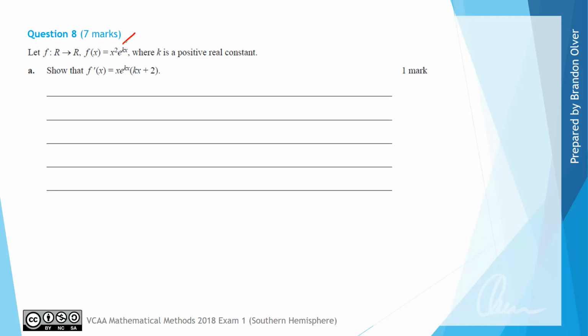To differentiate this, we can recognise two functions multiplied together, so we need to use the product rule. To apply it, we write u as the first function, x squared, and v as the second function, e to the power of kx. Then we calculate du/dx, which is simply 2x, and dv/dx, which is equal to k e to the power of kx.